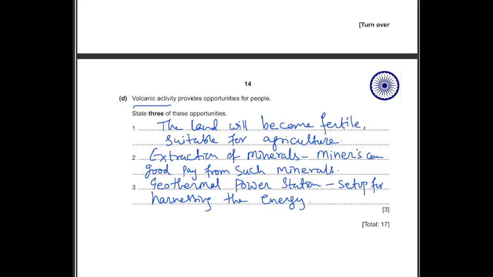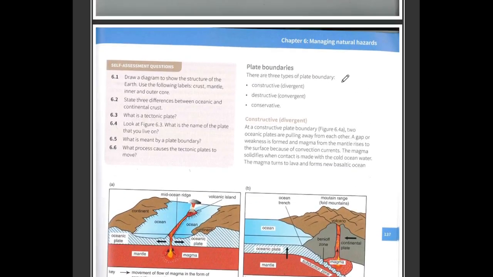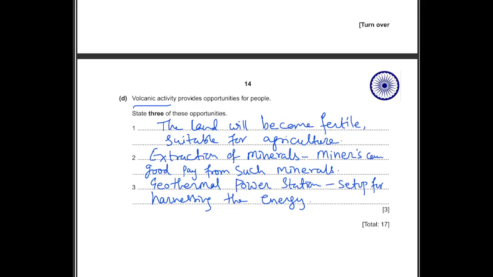So we have seen this question now, natural disaster topic, managing natural disasters. So the total weightage for this chapter was 17 marks of questions on this.